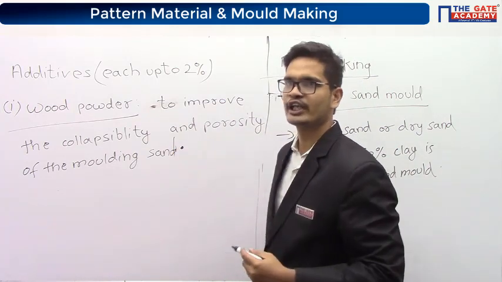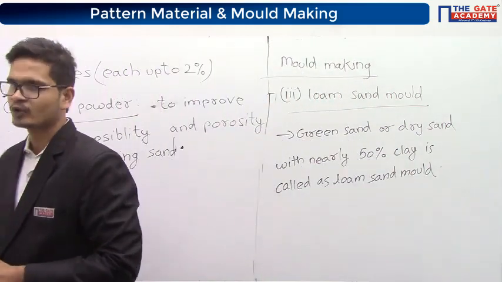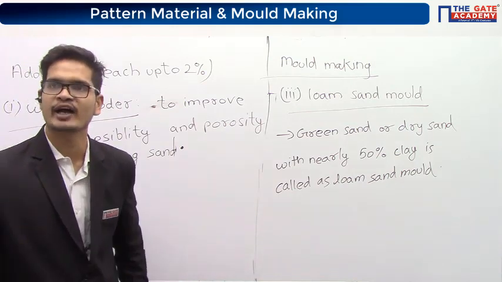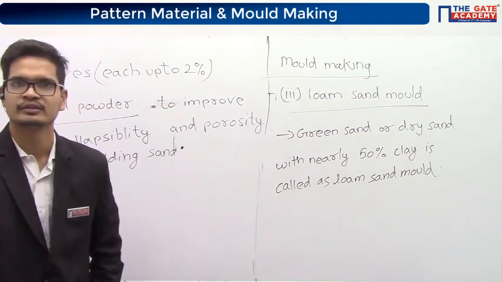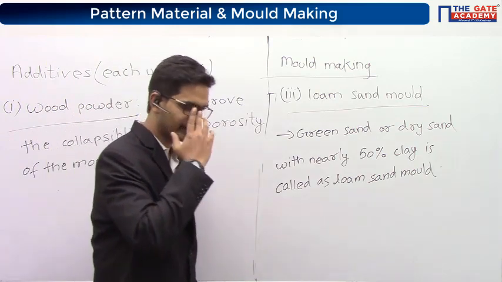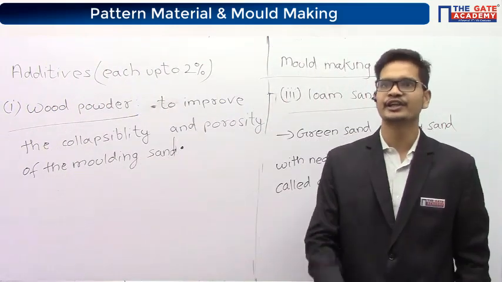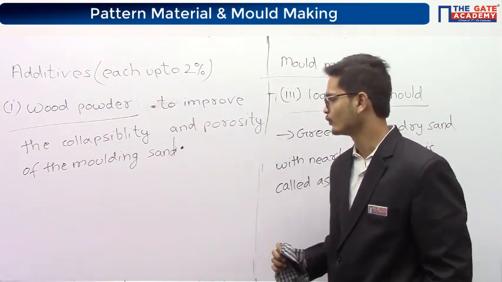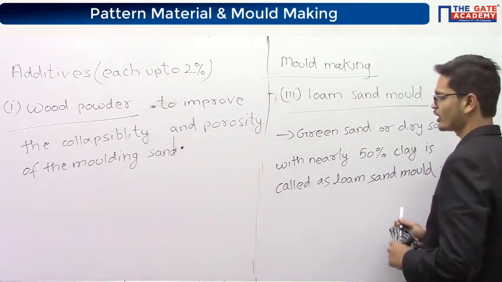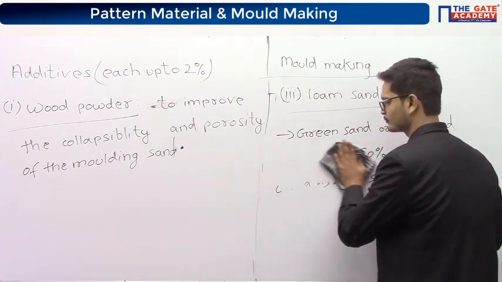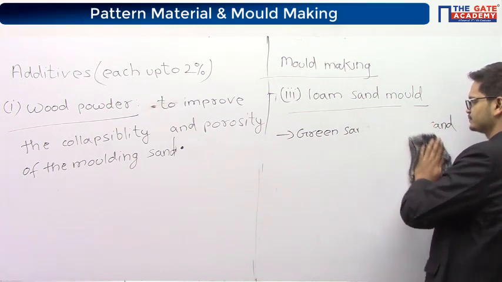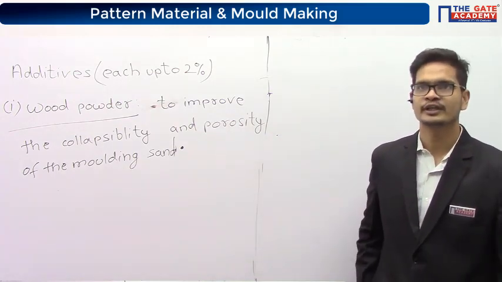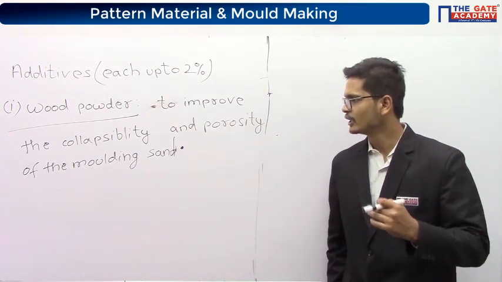Now, please someone tell me what is collapsibility, what is porosity, and why are they needed in the molding sand? First, tell me about collapsibility, what it is and why is it needed? Yeah, very good. That is the one reason for having good collapsibility. Any other reason? Porosity is for escaping of air and gases. Very good, guys.